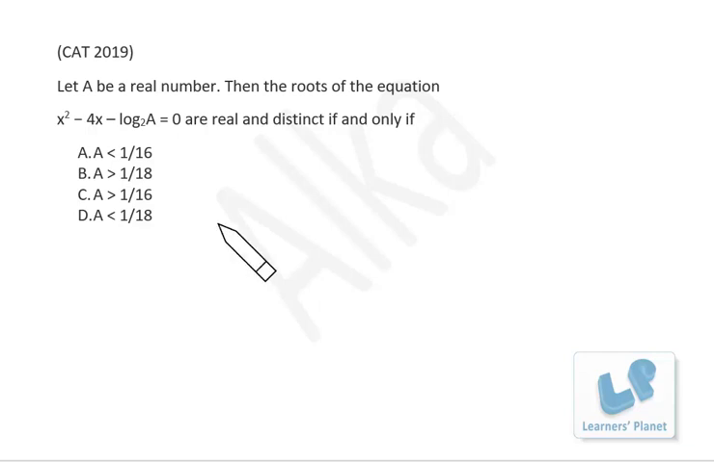This is the very first question, from the CAT 2019 paper. Let a be a real number, then the roots of this equation are real and distinct. We are looking for real and distinct roots. This is a quadratic equation, right? If the roots are real and distinct, that means b square minus 4ac should be what? Should it be equal to 0? No, it should be only greater than 0. It can neither be less than 0, nor equal to 0. It has to be just greater than 0.